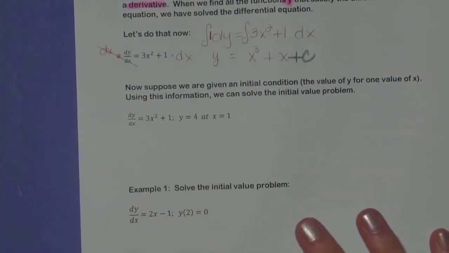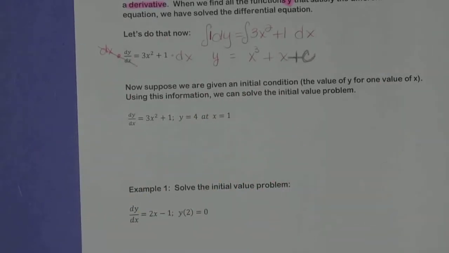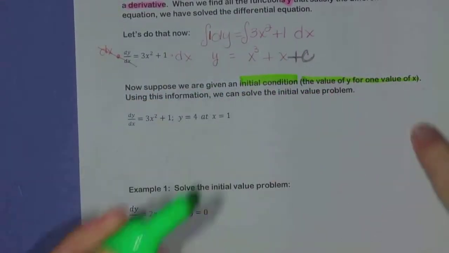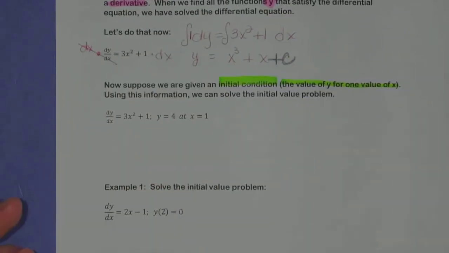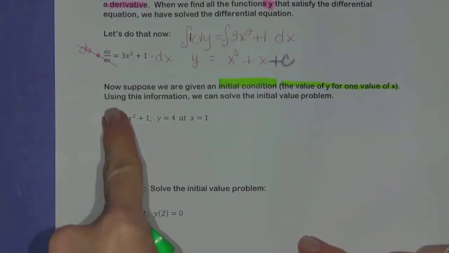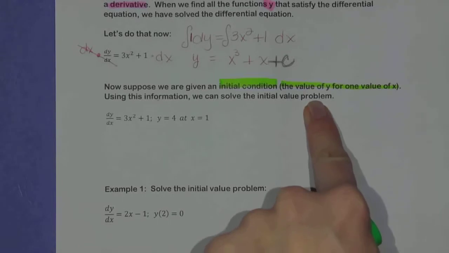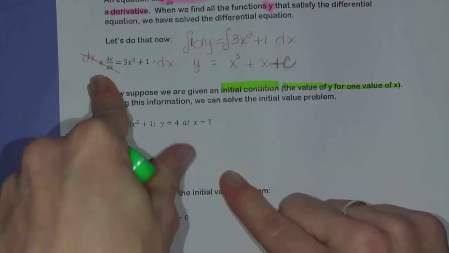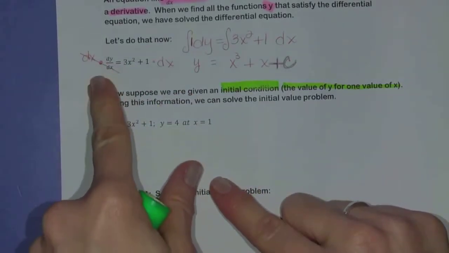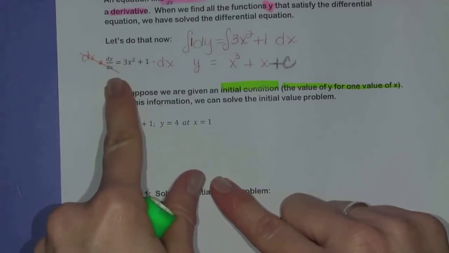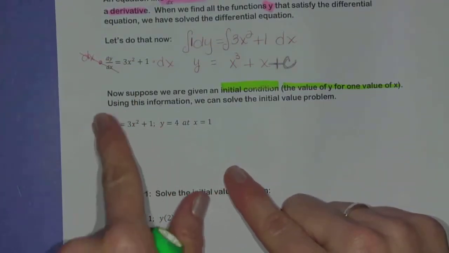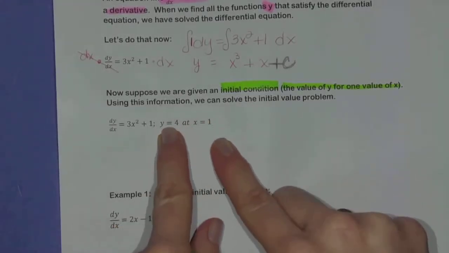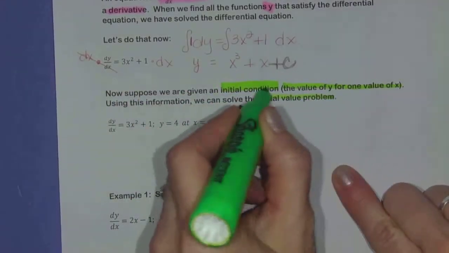Now, let's move on. Now suppose we are given what's called an initial condition. An initial condition is the value of y for one value of x, aka an ordered pair that is on this graph. Using this information, we can solve the initial value problem. So up here, when you just had dy/dx equals 3x squared plus 1, that was considered a differential equation, an equation that represents a derivative. When you have a differential equation, but tagged on the back is a y value at a particular x value, this is called an initial value problem.